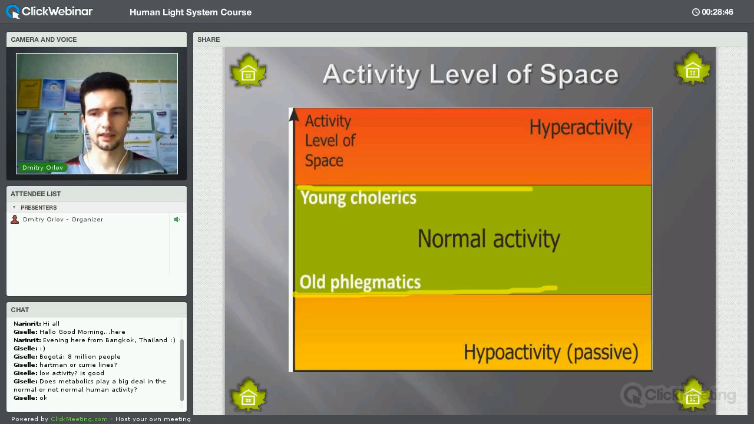Then another thing is that this process goes both ways. You can affect the space, and the space can affect you. So depending on your characteristics, on your abilities, either you will adjust the space to your needs, or the space, the environment, will adjust you and your characteristics to its state.